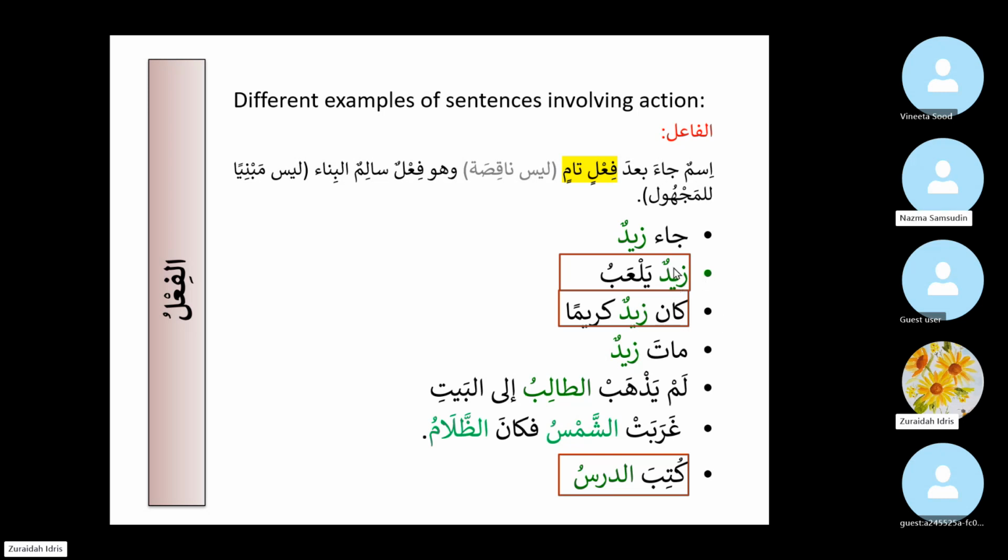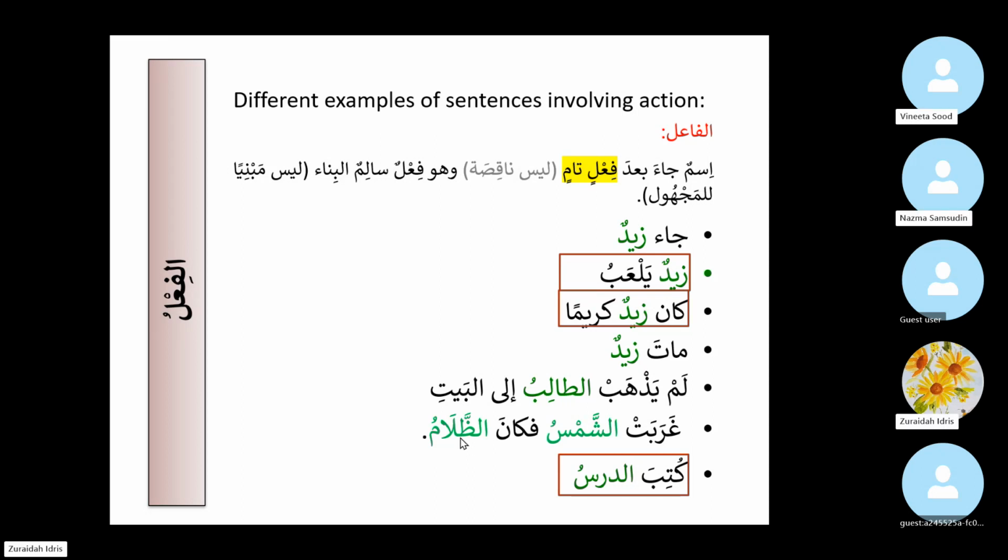Just like Zaid is an isim. So al-zalamu with alif lam, yes, it is ma'rifah, and it is an isim, and an isim is a fa'il because a fa'il has to be an isim. We said here, a fa'il is an isim.